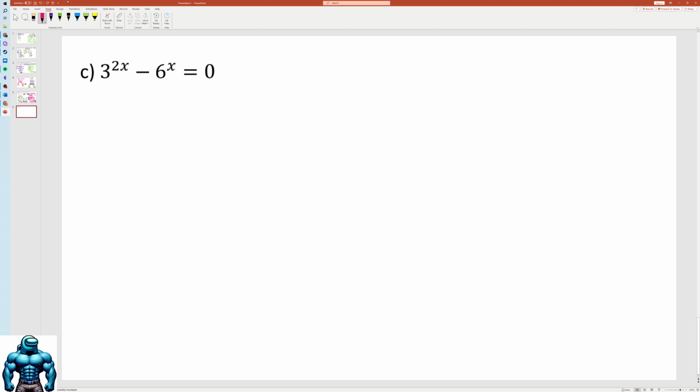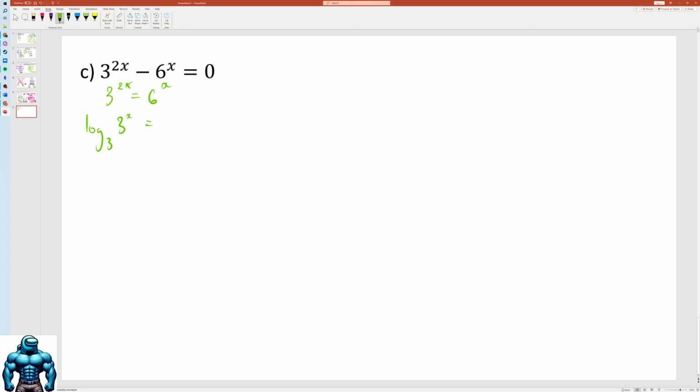Okay, let's have a look here. Here we're going to break out the log trick and we're actually going to get an answer. These two did not play nice, even though it might look like they could. Okay, so let's give it a go. So 3 to the 2x is equal to 6 to the x. Okay, let's break out the log base 3.